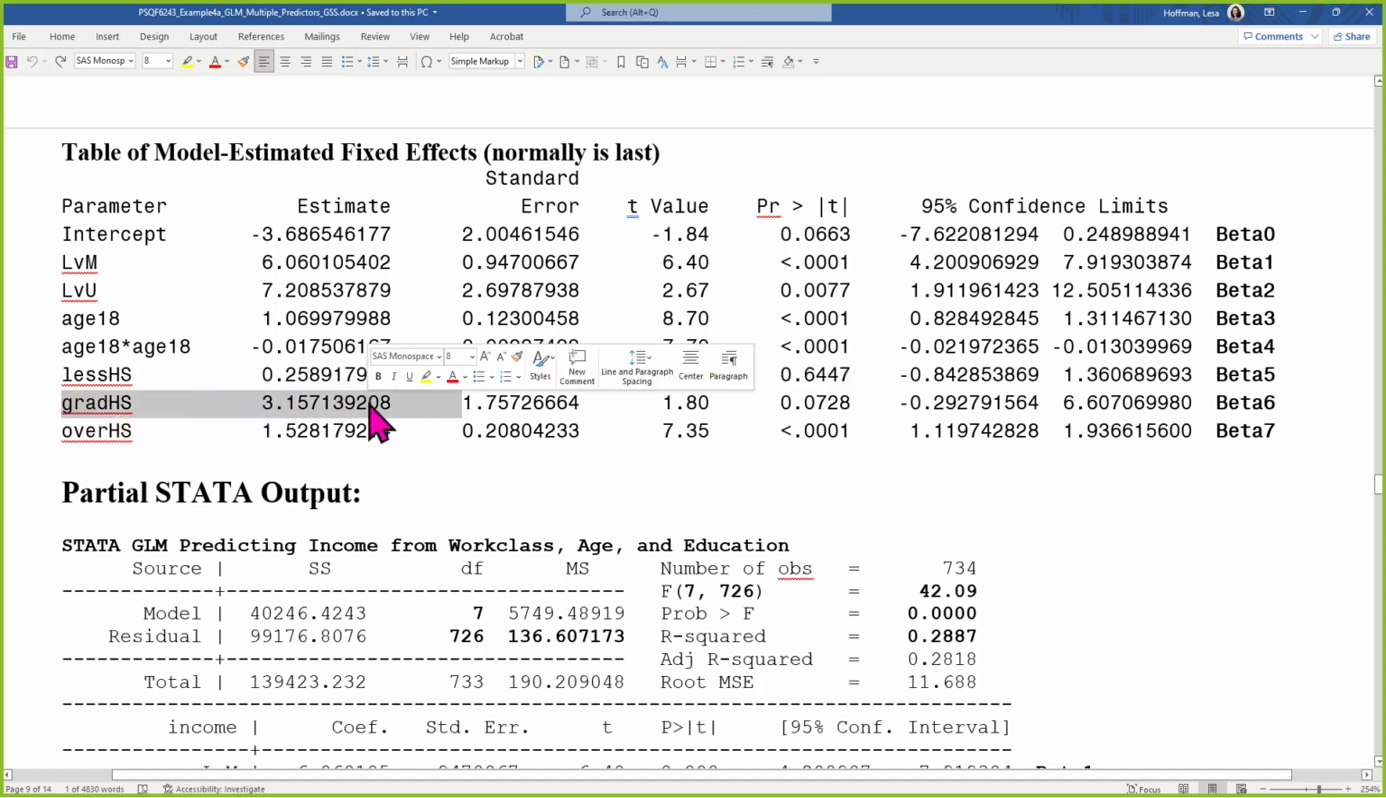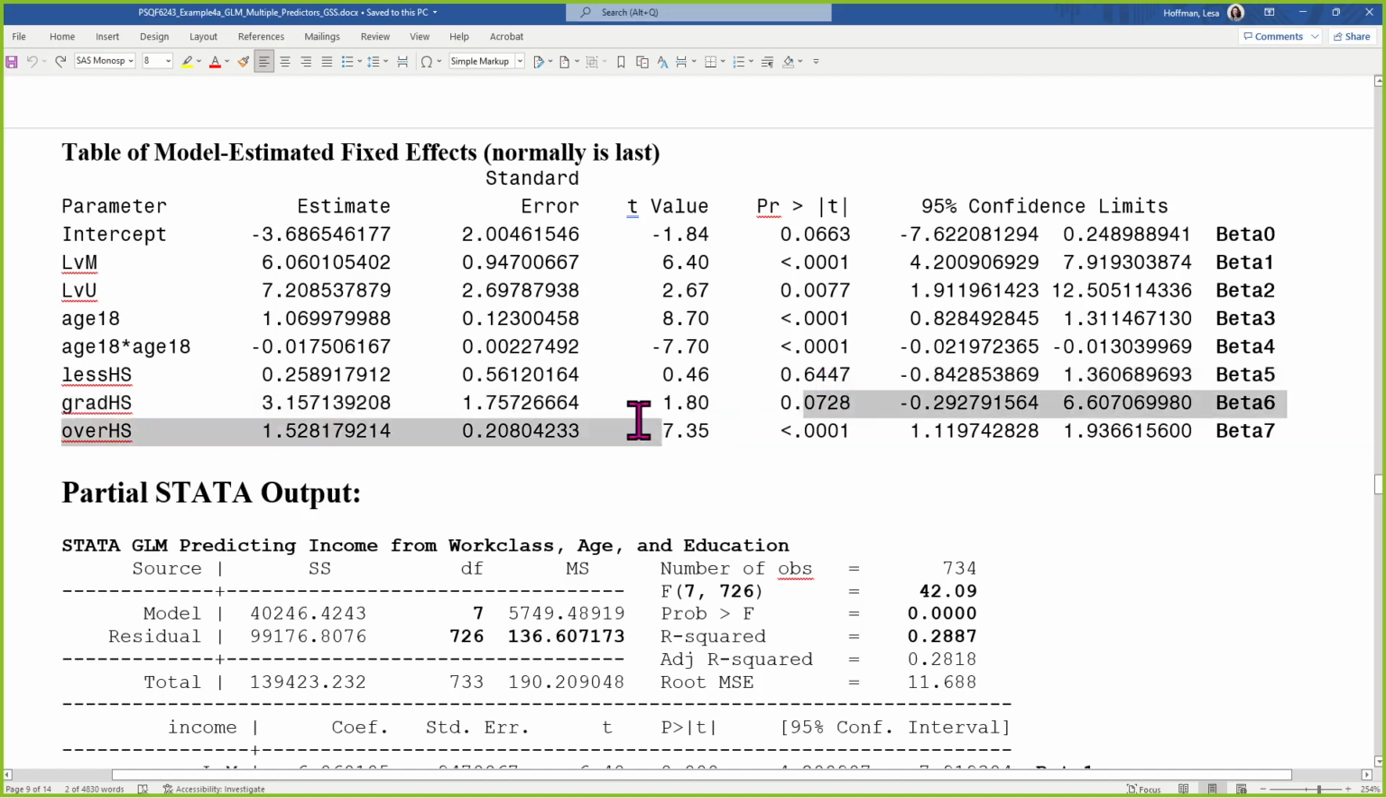Likewise, this one, this is the bump you get for graduating high school. So it's from 11 to 12. So people who graduated high school make $3,000 more. And is this one significant according to this p-value right here? I'll let you think of that.